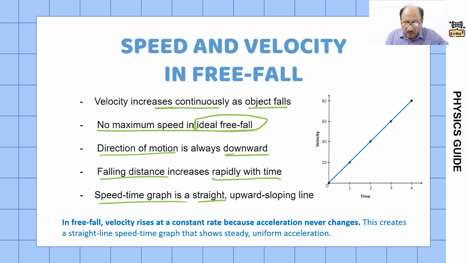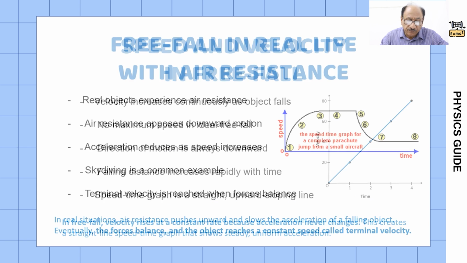Basically the graph is a straight upward sloping line, passing through the origin, and we have shown the velocity time graph also. In free fall, velocity rises at a constant rate because the acceleration never changes. This creates a straight line speed time graph that shows steady uniform acceleration.